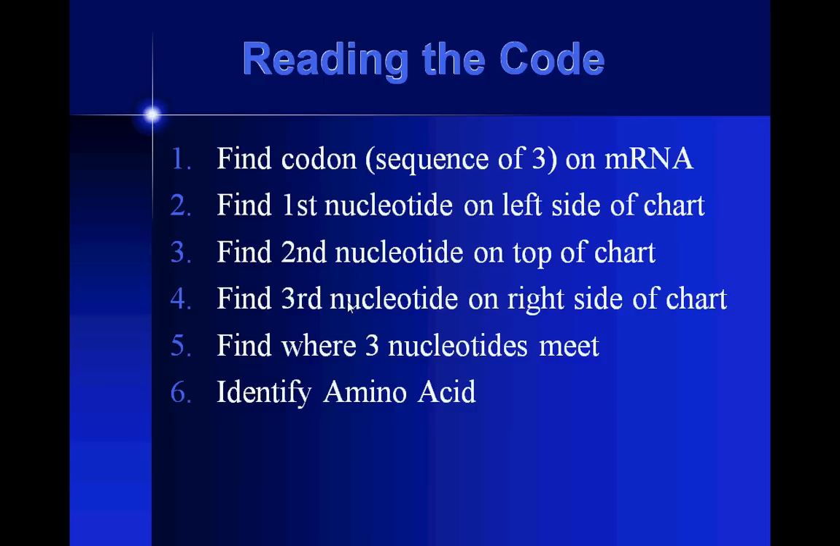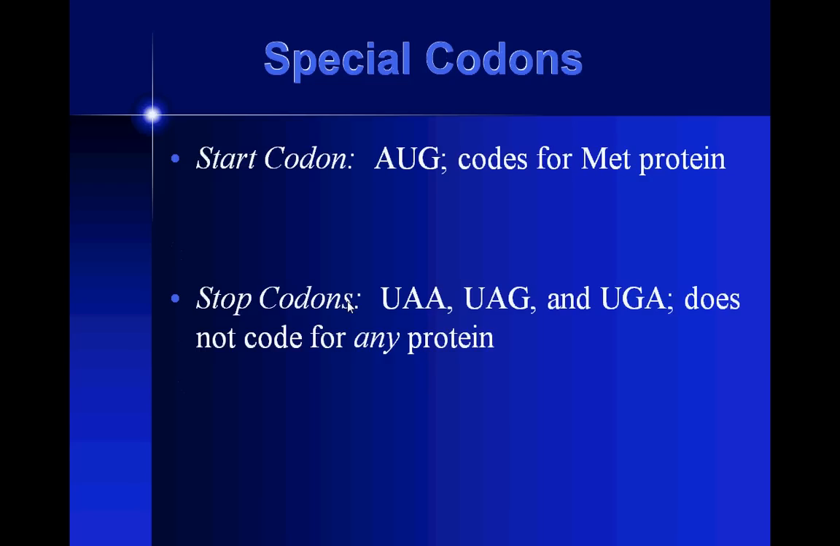So when you read the code, you find the sequence of 3, you put the first nucleotide on the left, the second one goes on the top, the third one goes to the right, and then you identify the amino acid where the 3 meet. And again, I mentioned this in class, but there's always one codon that says start the protein, and then there's a few that say stop. That means stop making that protein because we're going to make another one now. And there are many, thousands in some cases, of different proteins made from each chromosome.